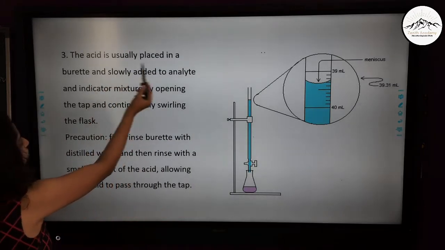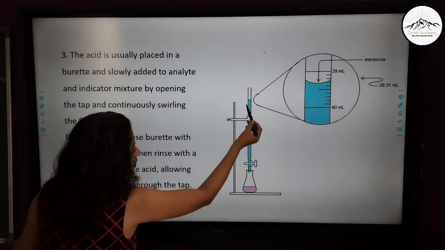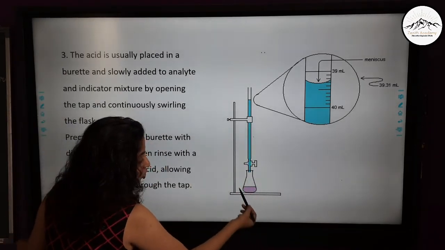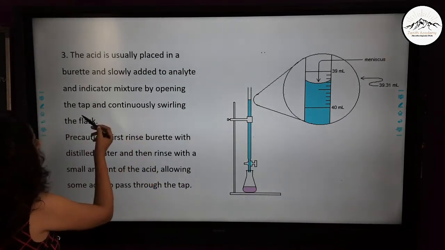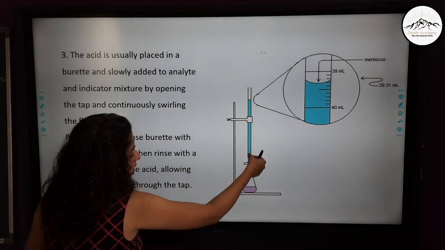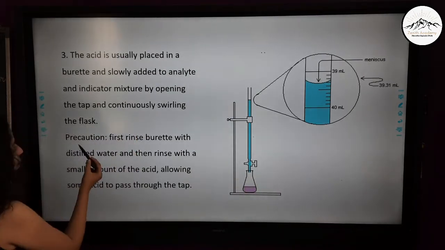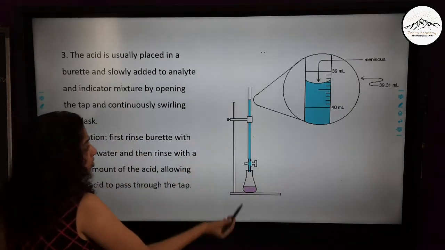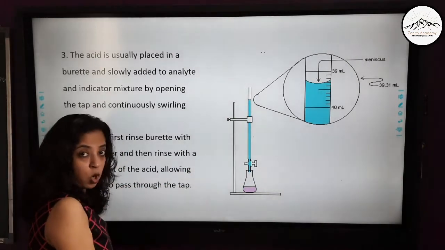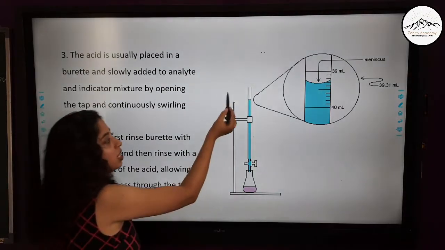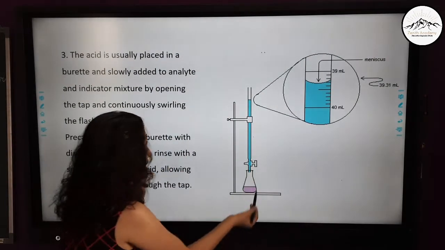Now the acid is usually placed in a burette and slowly added to the analyte and indicator mixture, in which we have added alkali and indicator. By opening the tap, we allow acid to fall slowly into it, and we keep on swirling this conical flask. Now we have to take a precaution here, same thing: before filling it with the acid we have to first wash it with distilled water, then add a small amount of acid into it, rinse it with the acid and then start.